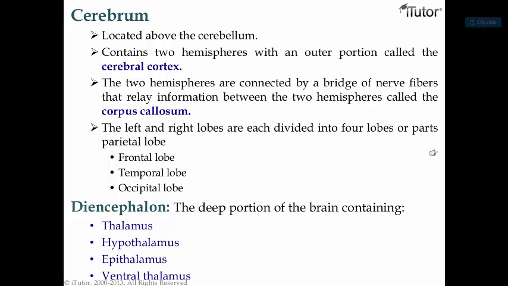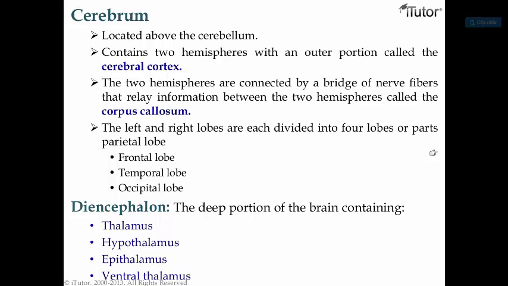The frontal lobe is responsible for personality, reasoning, and judgment. It also coordinates voluntary movements and speech production. The parietal lobe, which is on the side, contains the sensory cortex, which interprets and coordinates information regarding touch. The temporal lobe is responsible for speech and hearing, and it also plays a role in memory. The occipital lobe is responsible for vision.